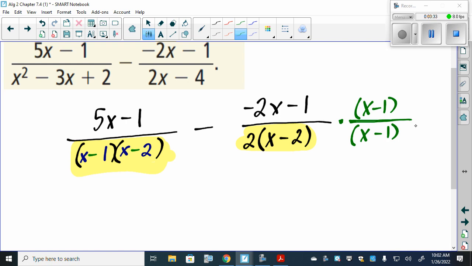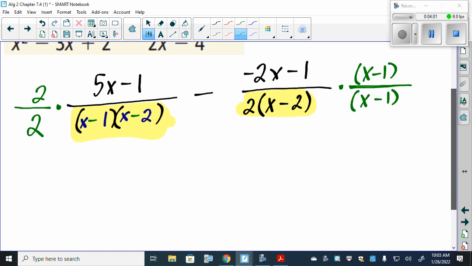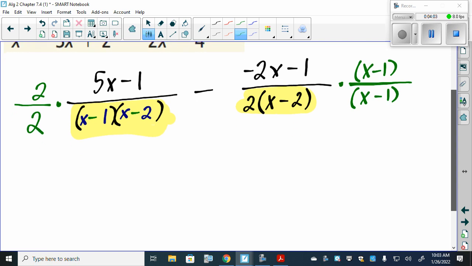Okay, let's go the other way around. What is the left side missing? It would be the 2. That's the main way I think of this, because I look at the multiple denominators and see what are they missing? What do the other ones have that it doesn't? So for the left, it was missing the 2. The right was missing the x minus 1. And when we multiply each one of these by the same thing on top and bottom, we're really just multiplying by 1.